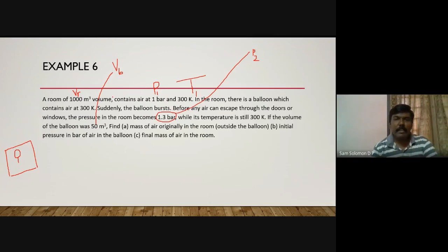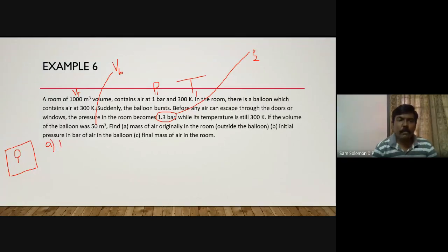They have given us all these conditions and they want us to find the mass of air originally inside the room, outside the balloon. By looking at it, you will very easily be able to say that you have to use the ideal gas equation of state. You have to simply use PV equal to MRT. But what are they asking? Mass of air originally in the room. So let's first solve subdivision A. Mass of air originally inside the room, outside the balloon.